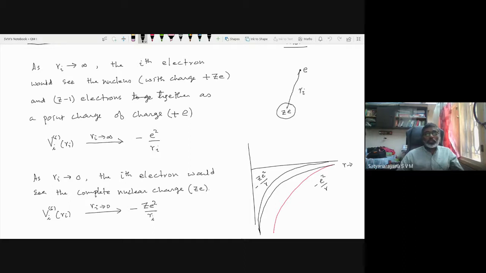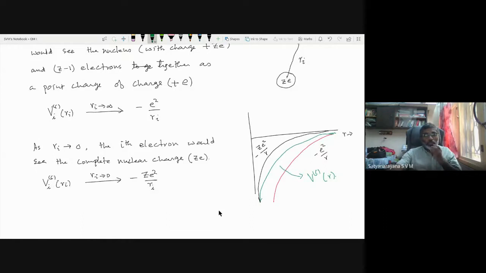Maybe I should have used a different color. So it starts from here, and then it joins this one. So this will be your Vc of R. It should interpolate between these two things.